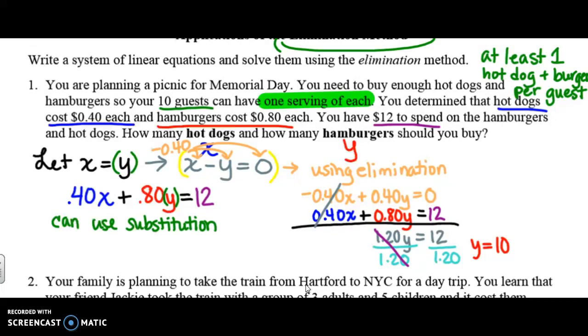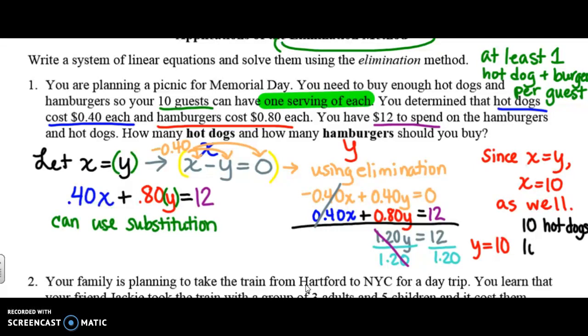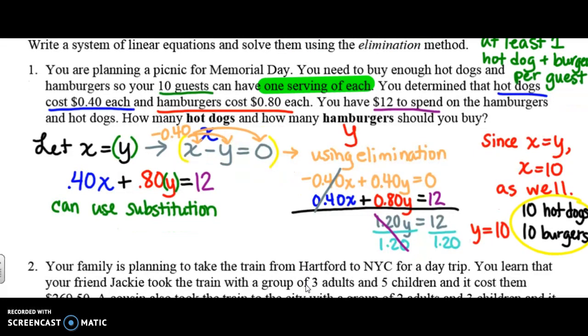So y equals 10. Looking back at the word problem, y represented the hamburgers, so there'll be 10 hamburgers. And since we set x equal to y to make sure we had equal parts of each, x will also be 10 as well. So that means there'll be 10 hot dogs and 10 hamburgers, which really works out since we only have $12 to spend. Not bad for 5 minutes of work. On to the next question.